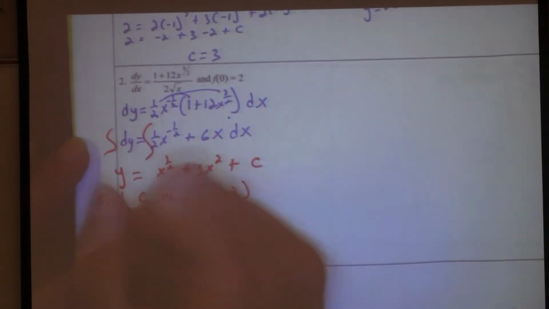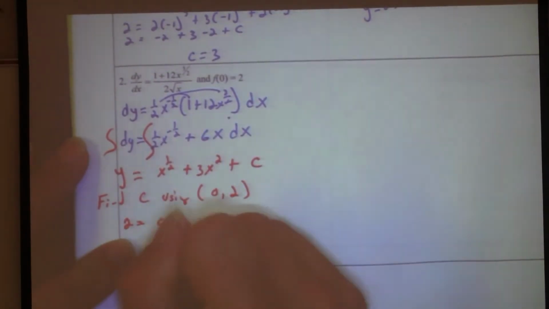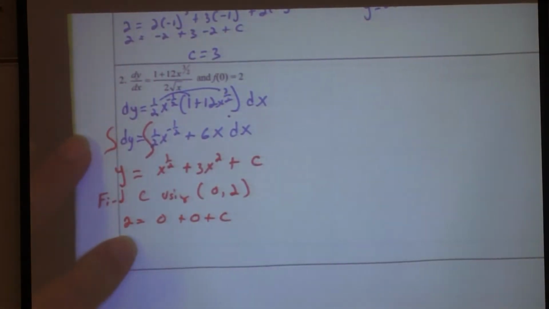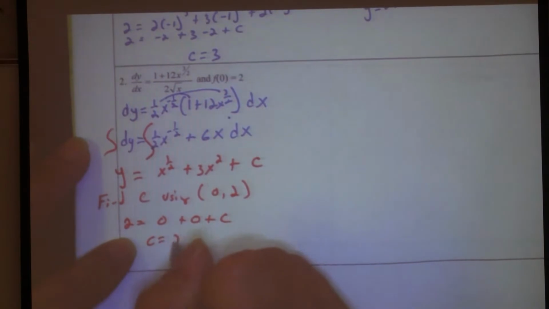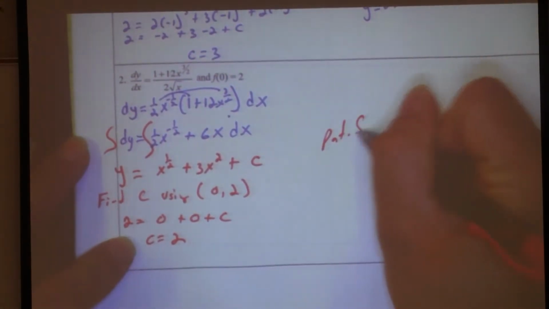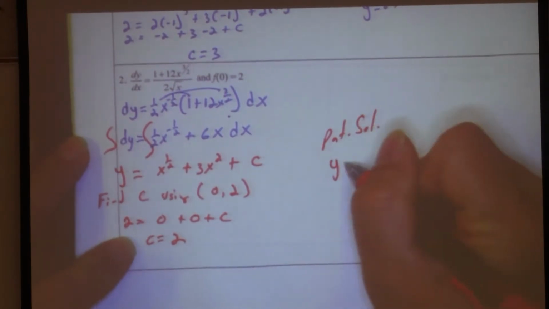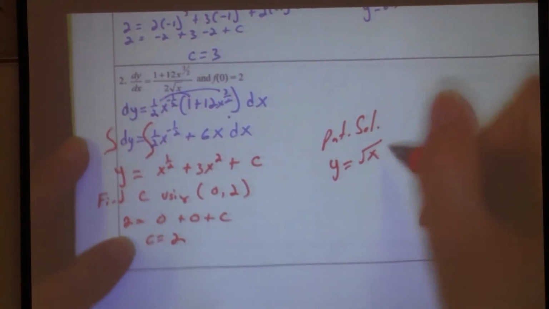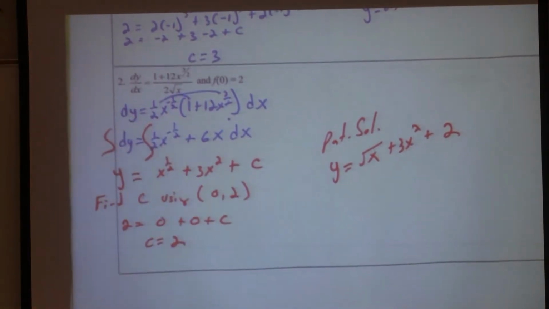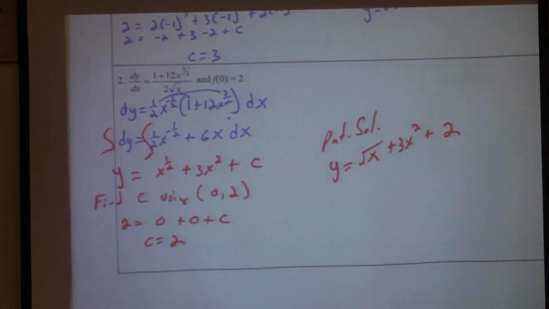Alright, so let's do it. Plug in 2 for Y. That's equal to 0 plus 0 plus C, right? So C equals what? 2. Can we write our particular solution? It's going to be Y equals the square root of X plus 3X squared plus 2. Too easy?